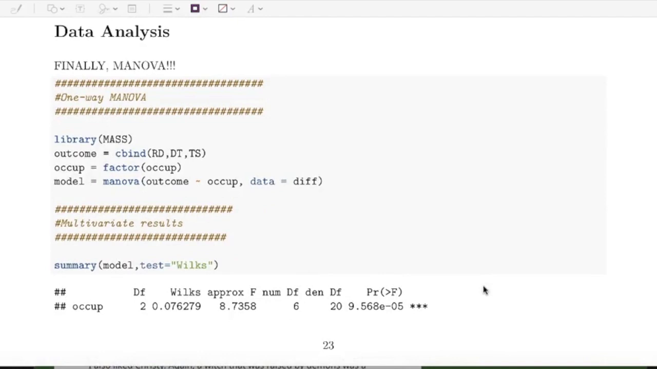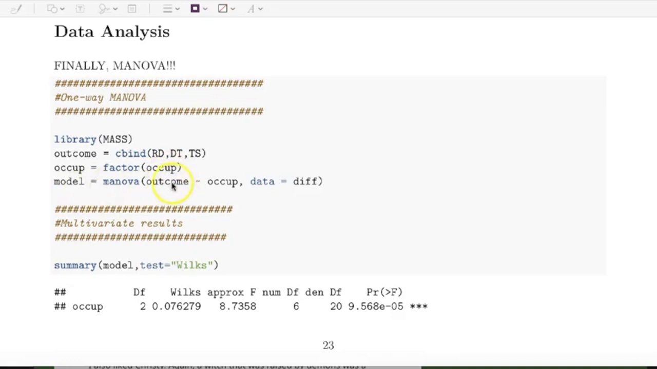And then we're finally going to do our data analysis. It's going to be a lot easier than everything we've done already. I'm going to column bind my dependent variables, all of the columns that have the differences in them, and save them in a variable called outcome. I'm just going to tell R that occupation is a categorical variable, a factor variable. And remember, occupation is belly dancers, administrators, and politicians, so it's definitely what I'm trying to make it. And then I'm going to run MANOVA.